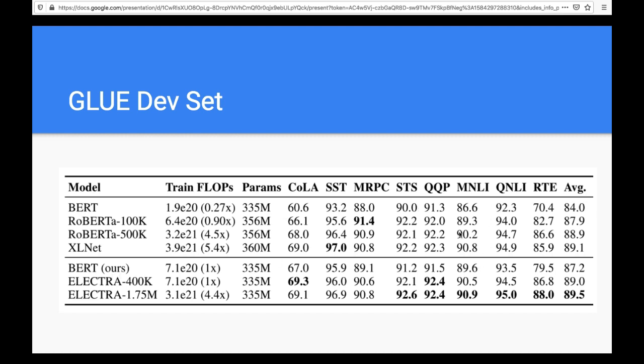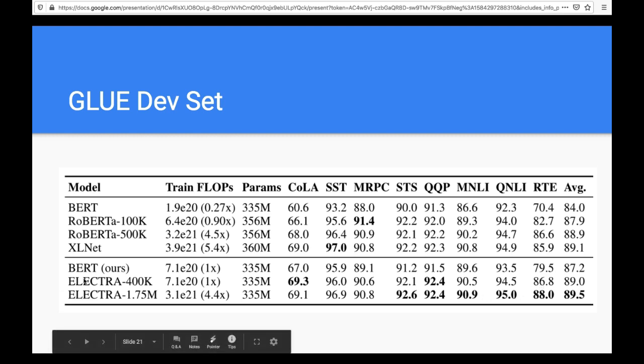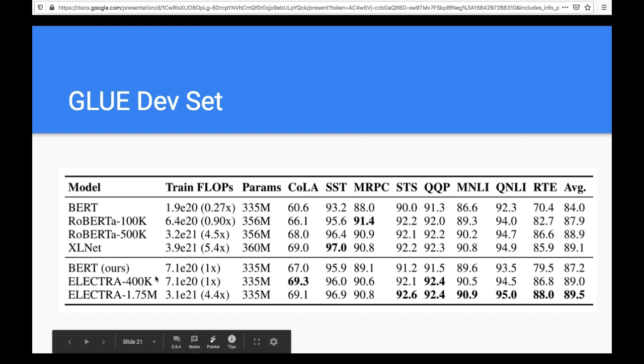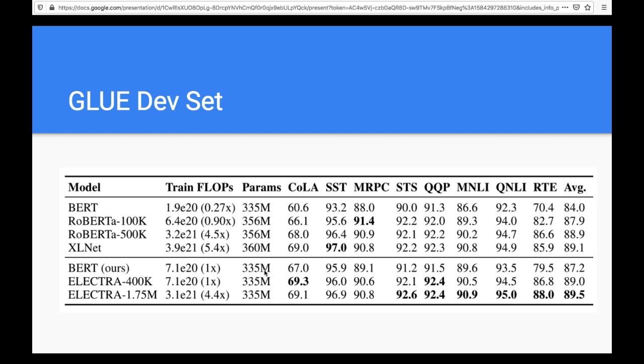They have the average score over the GLUE dev set, and you can see the large ELECTRA is not fully trained, but can still achieve an 89% average score, which is really great. It's just slightly worse than XLNet and even better than the fully trained RoBERTa, which uses 4.5 times more computational power than the ELECTRA that is not fully trained. So you can see the computational efficiency is really high.